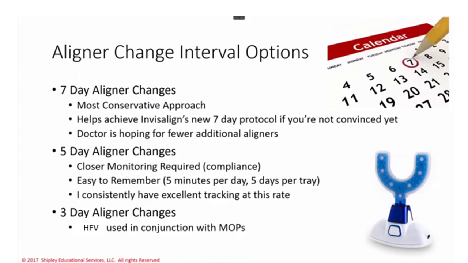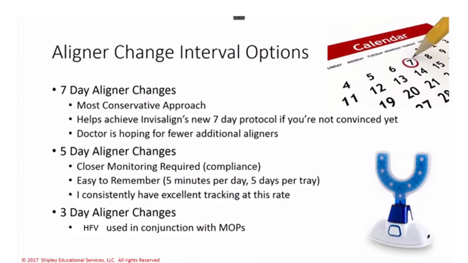Another option would be 3-day aligner changes. I haven't yet embraced 3-day aligner changes with V Pro 5 on its own. To be honest with you, I haven't tried it. I have done 3-day aligner changes with V Pro 5 if I'm also using the MOPS. So if I do MOPS, I would be doing the 3-day aligner changes anyway.